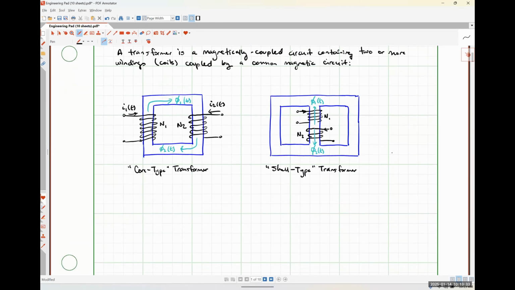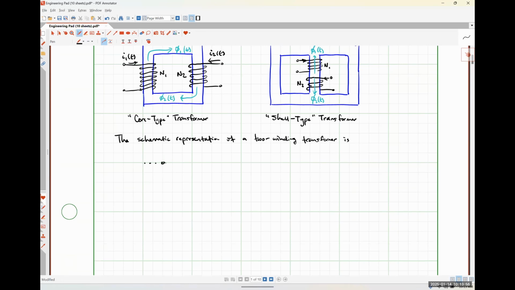The schematic representation for a two-winding transformer: as part of some larger circuit, which is what those ellipses mean, we would simply have some coil having N1 turns, and then over here, a second coil having N2 turns, and here's our terminal to connect elsewhere in our circuit.